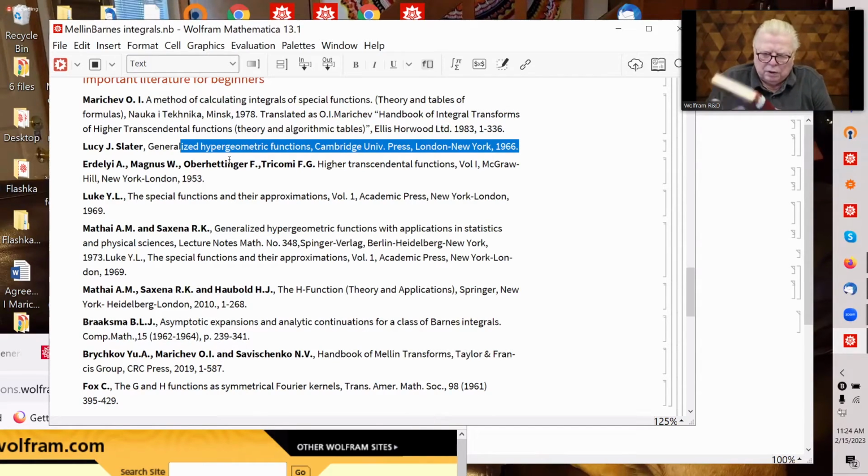This book is also very important for me. It is Bateman-Erdélyi, volume 1. The Bateman-Erdélyi book describes the hypergeometric Meijer G function, and I studied this using such a book.